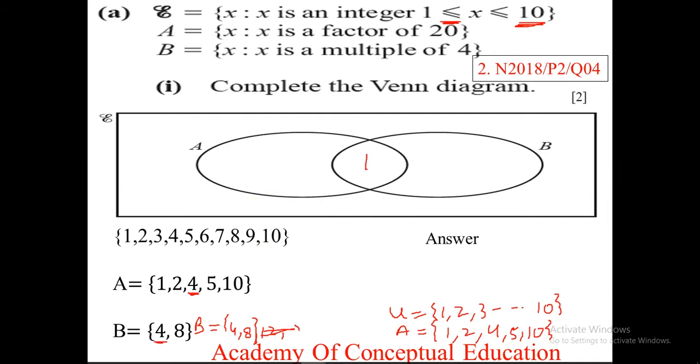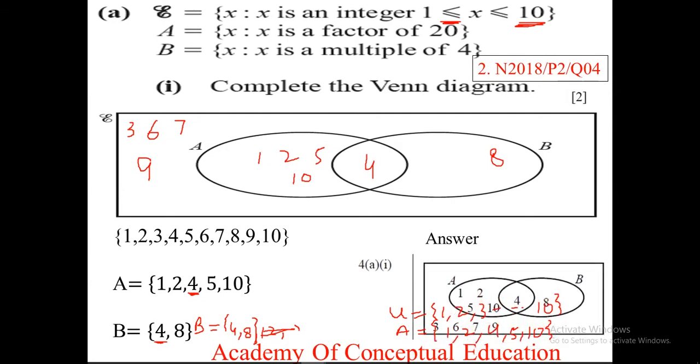So we will write 4 here, and then we will write the remaining elements here, like 8 here, and here it will be 1, 2, 5 and 10. All the remaining elements of the universal set will be written here. So we have 1, 2, 3 is missing, so we will write 3 here. 3, 4, 5, 6 is missing, so we will write it here. 7 is missing, we will write it here. 8 is there. 9 is also missing, so we will write it here. So this will be the final answer.